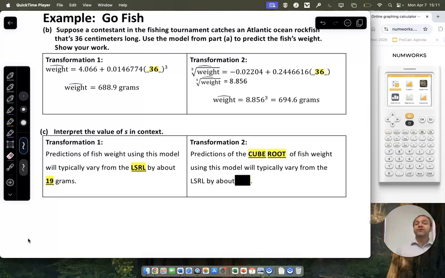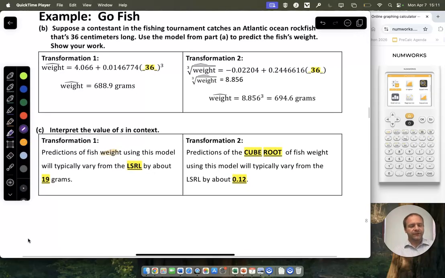And the other one is predictions of the cube root of fish weight using the model will typically vary from the least squares regression line by about 0.12. So that one's a little bit different. That one says cube root, while the other one says fish weight. So notice those are our variables. This is weight, this is weight. This is cube root of weight, this is cube root of the fish weight. So again, we have to be careful with the notation, what is linked to our response variable, when making some of these remarks and writing some of these interpretations down.